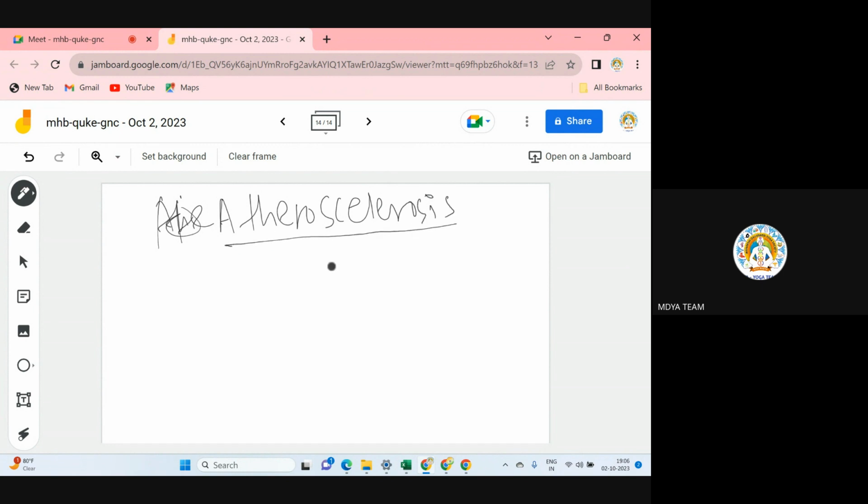This is also known as CHD, oh sorry, CAD, coronary artery disease. CHD is also there. CAD means coronary artery disease, and CHD means coronary heart disease. So first we need to know about what this coronary artery is.